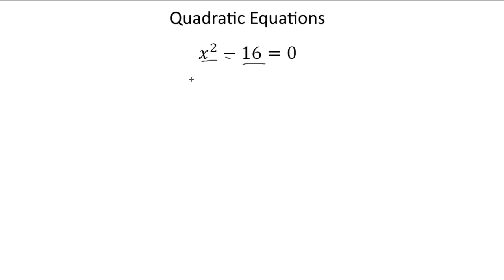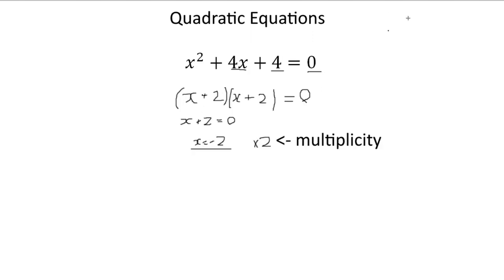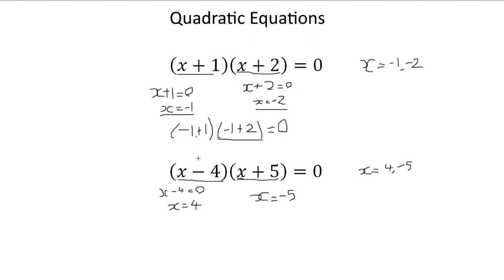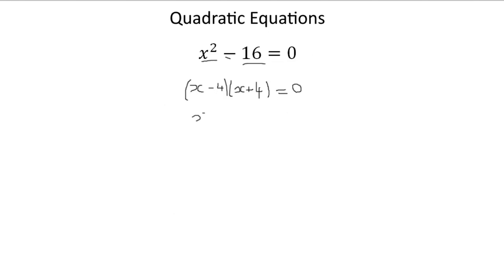I've already mentioned this in the previous video, so go back if you're not familiar with it, but I'm going to jump straight to the factorized form because it's very easy to do. In this situation, it's quite simply x minus 4 and x plus 4 is equal to 0. Okay, cool. Again, we use the same method as before, so we get x is equal to 4 and minus 4.